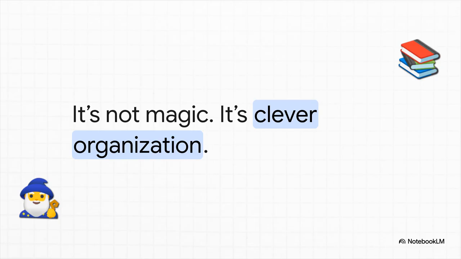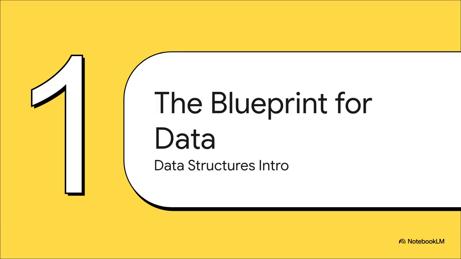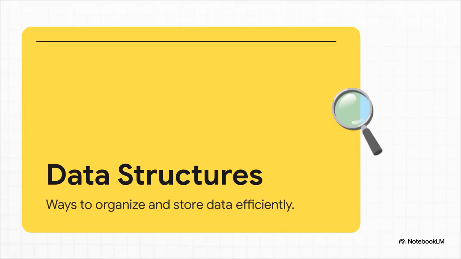Think of it as the difference between a perfectly indexed library and a giant, messy pile of books on the floor. And this organization has a name. Okay, let's dive right in. We're talking about something that is fundamental to all software, and it's called data structures. You can think of these as the invisible blueprints engineers use to build the fast, responsive apps that we all use every single day. So, what are they really?